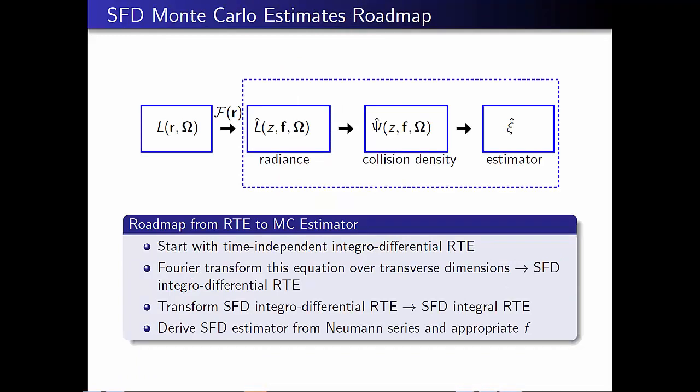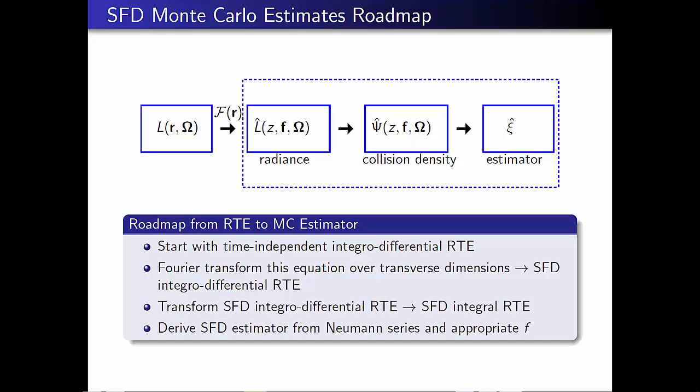So how do we get to an estimator from the RTE for the spatial frequency domain? What we do is we Fourier transform the RTE, and we get a Fourier-transformed RTE for radiance. And then we transform that to an integral form, and then we get an estimator.